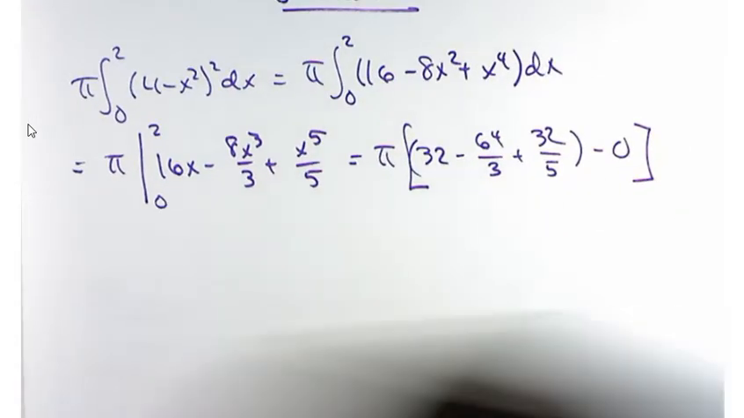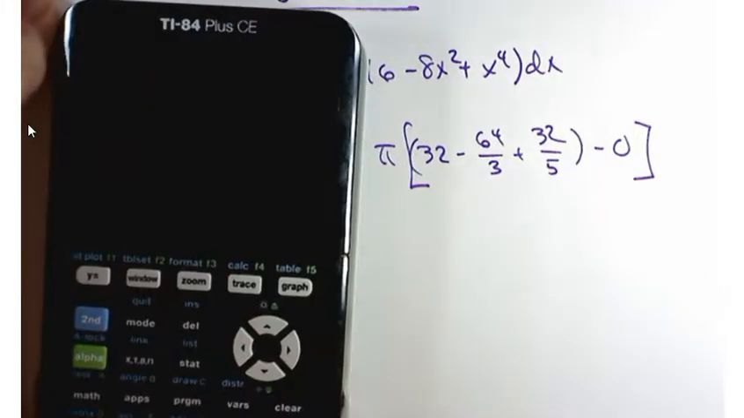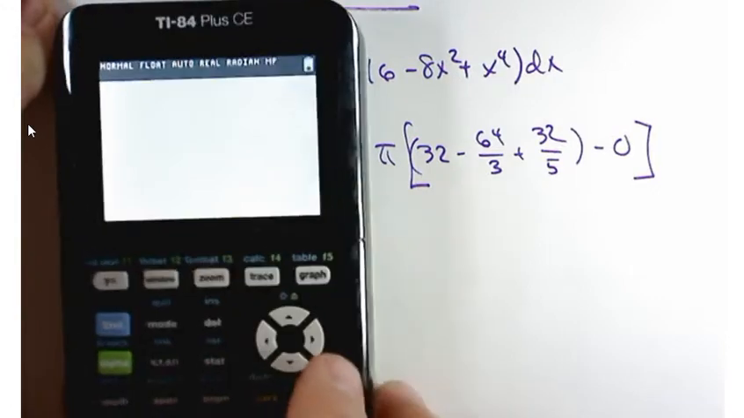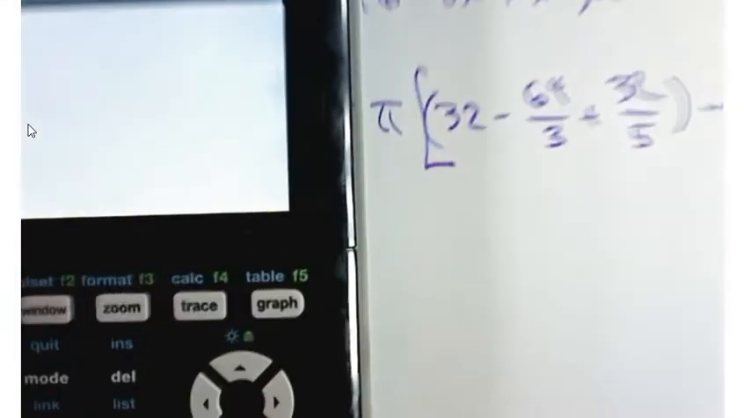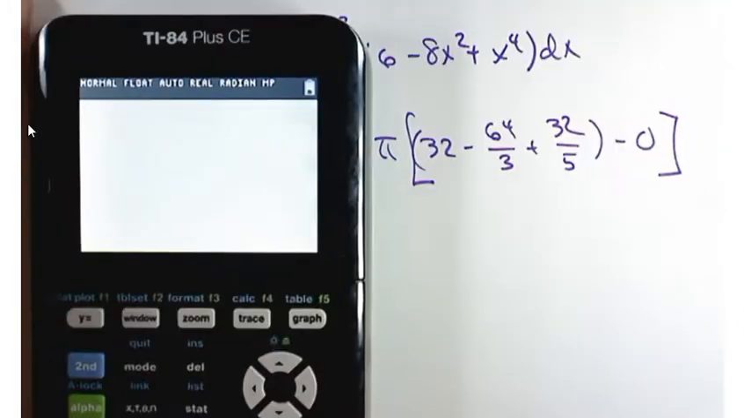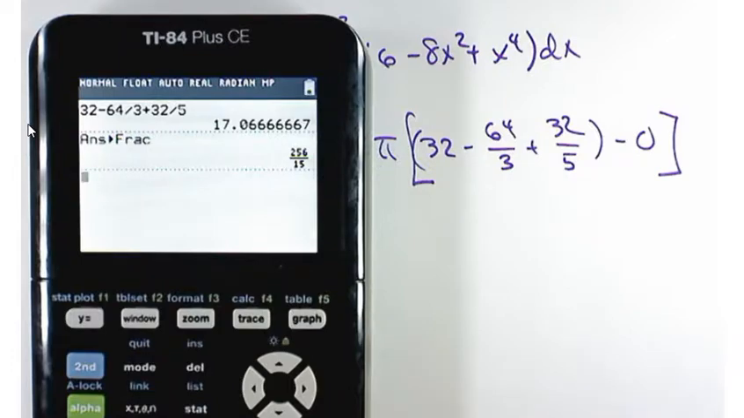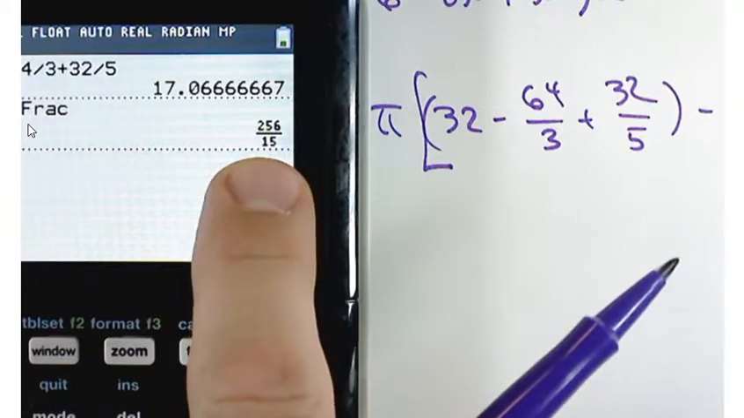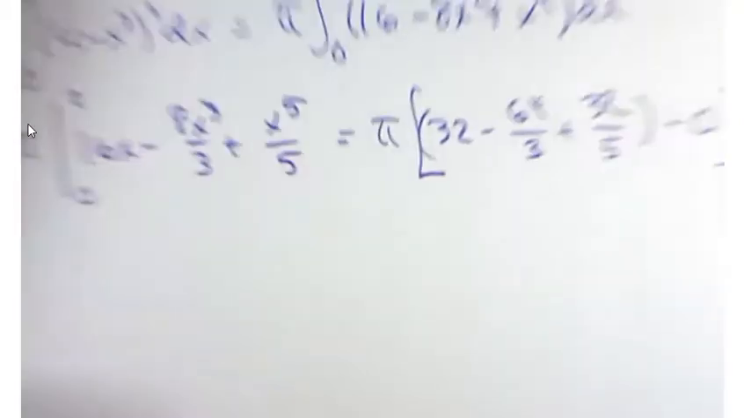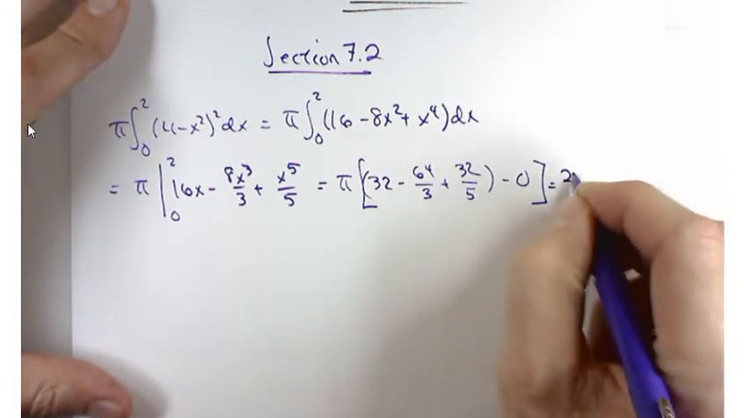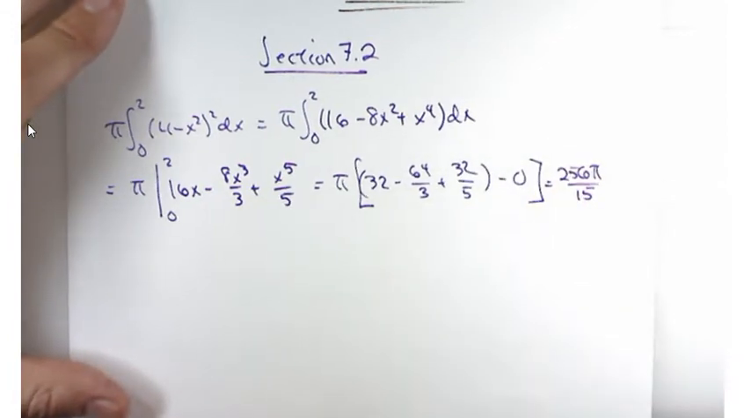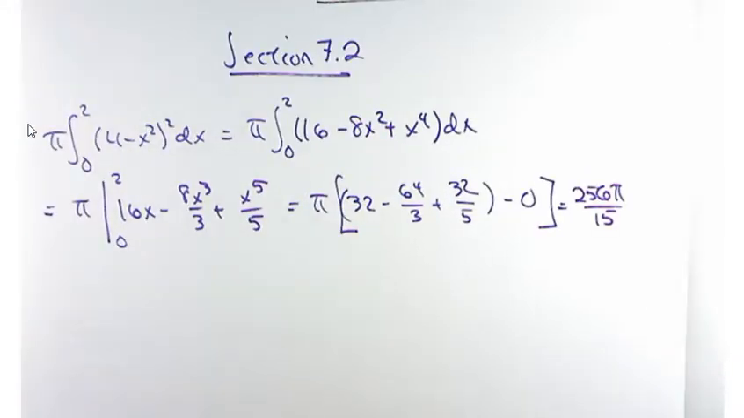Typically speaking, I'm happiest if you wrap that up in a nice, neat fraction. If you include pi in all your calculations, you're not going to get that nice, neat fraction. We'll just throw pi in at the end. 32 minus 64 divided by 3 plus 32 divided by 5 gives me some number. Hit the math key and answer the fraction. And there we go. We got a nice, neat expression. 256 over 15 times pi. So 256 pi over 15.